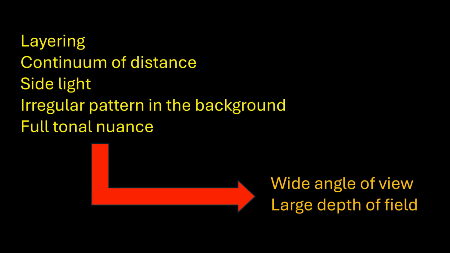The first one is layering. When you have different layers in the image, you can use the principles of scale, of occlusion, and of aerial perspective to let the viewer realize where he is, what are the different distances of different objects from him.